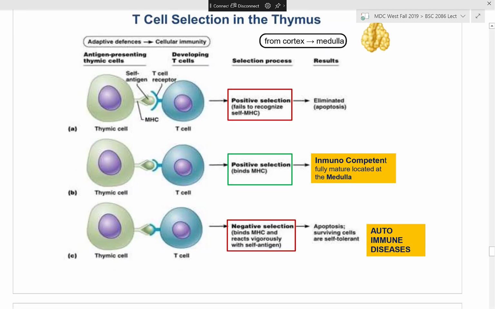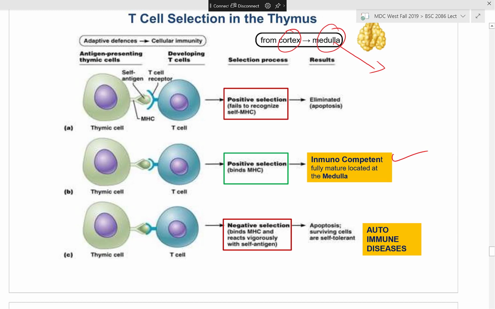So what is the process? As the T cells go from the cortex to the medulla, at the level of the medulla, that's where they become immunocompetent. Now, if your thymus cells are recognized by the T cells and they love it so much, so they have a positive selection, they bind to you and they squeeze you really tight until you die. Do you want that? No. So you eliminate it through a process known as apoptosis.